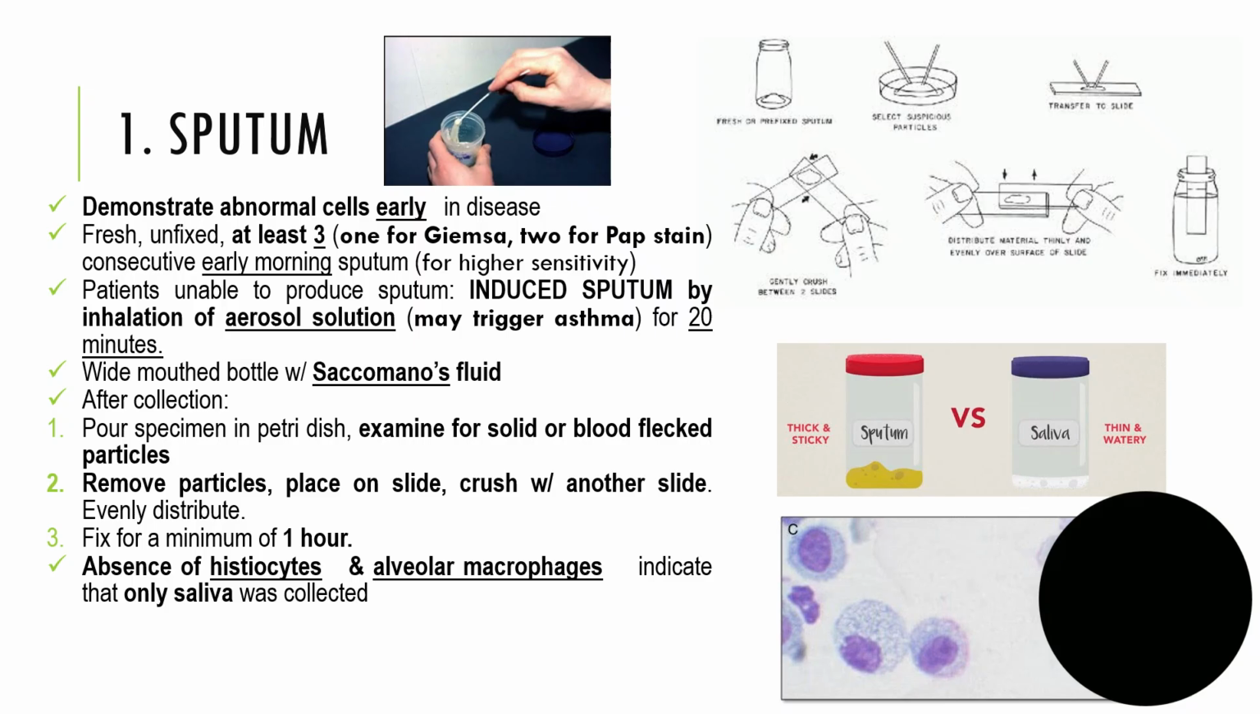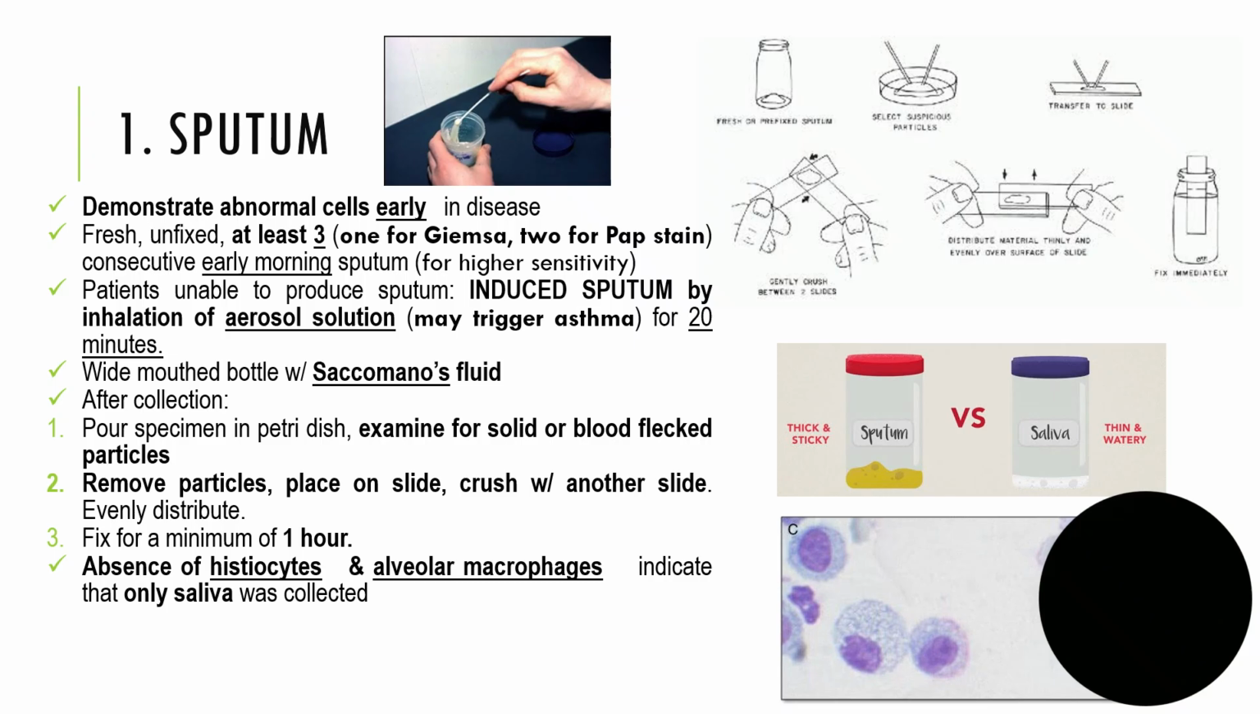Sputum is the most accessible of the respiratory specimens. No invasive procedure is required. It can demonstrate abnormal cells early in the disease process, even before the patient develops symptoms. This is its great advantage.